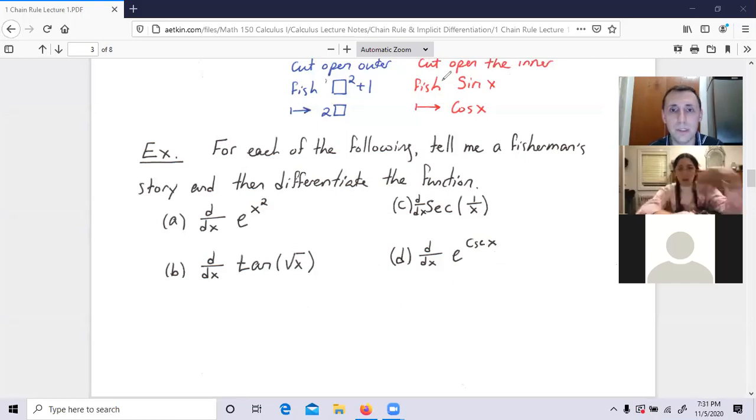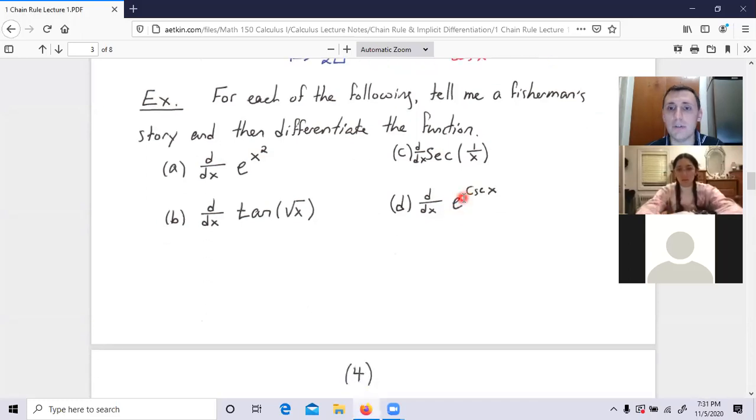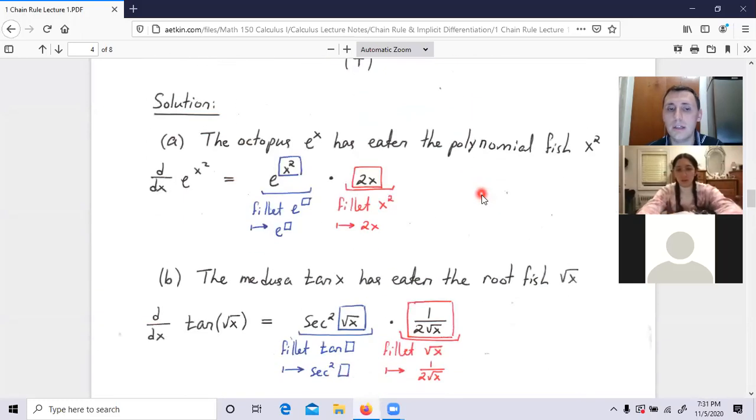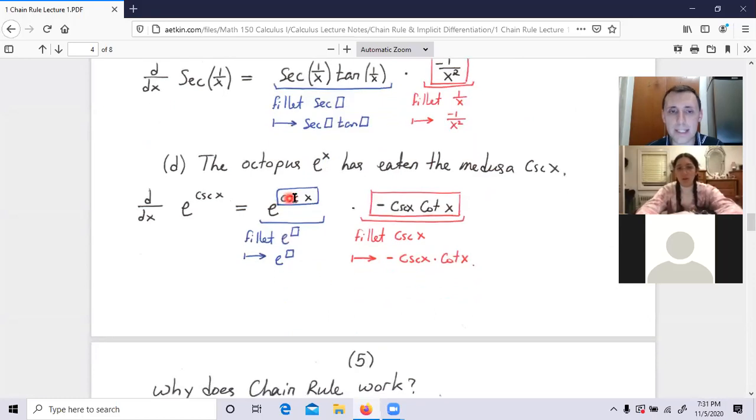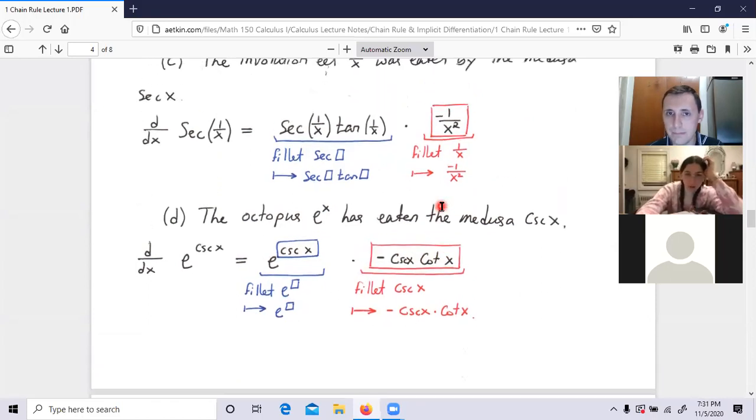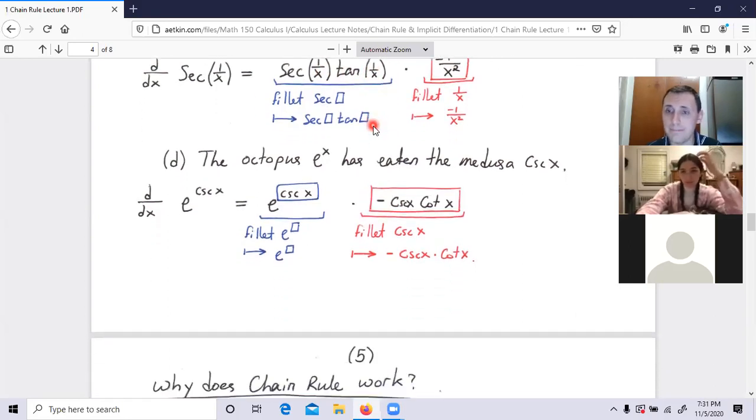Good. Finally, what's the derivative of e to the cosecant x? Here it is. It's e to the cosecant x times the derivative of cosecant, which is minus cosecant cotangent. You see? So don't make the mistake of multiplying x squared into any of those x's because you don't have access to them, right? That's a very, very freshman type of mistake.